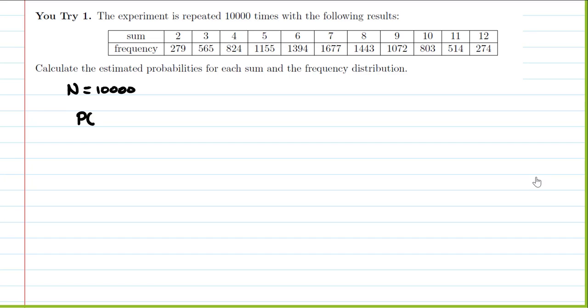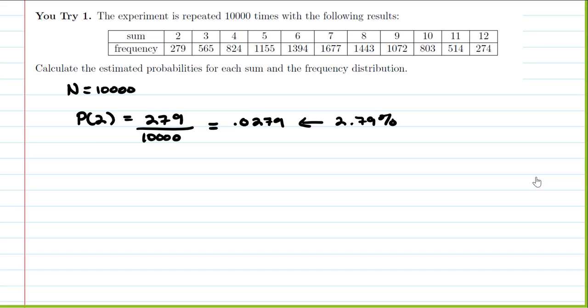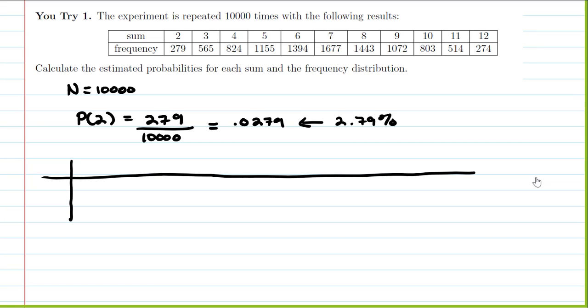So to calculate the probability of getting a 2, it would be 279 over 10,000. So that means we'd move our decimal to the left 4 places, so we get 0.0279. But then if we were to convert that to a percent, we'd move our decimal 2 places to the right. So that would be 2.79%. So what was the net effect of what happened here to the 279? We just moved our decimal 2 places to the left. So that'll help us. I mean, you can go through the math if you wish, but this will help us get our distribution a little bit better.